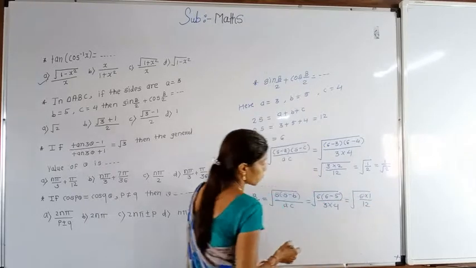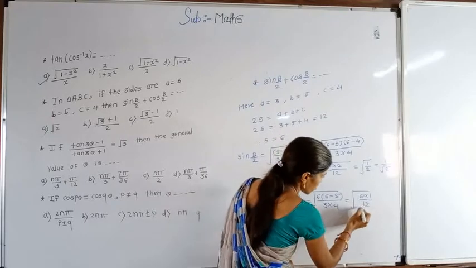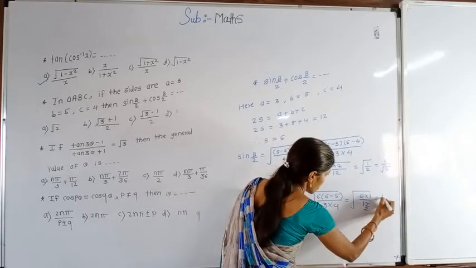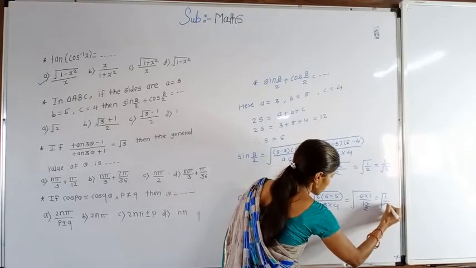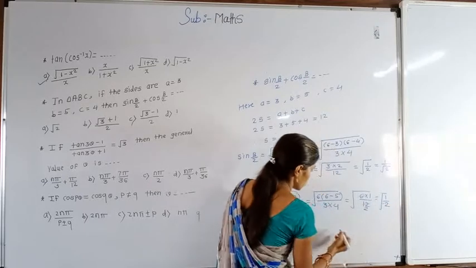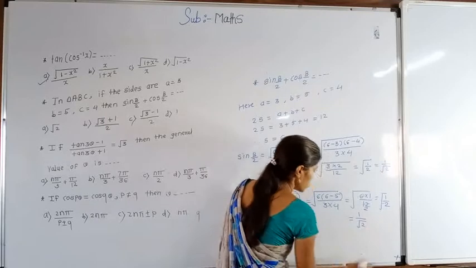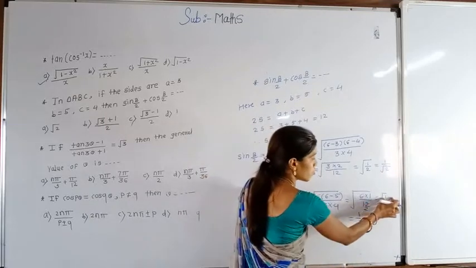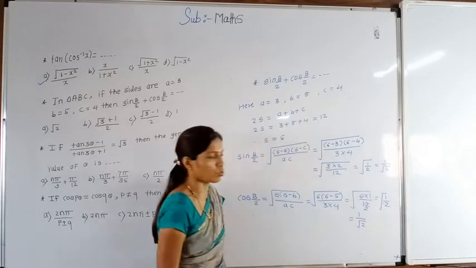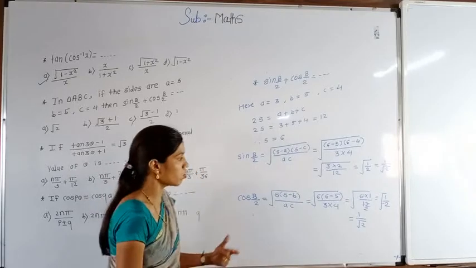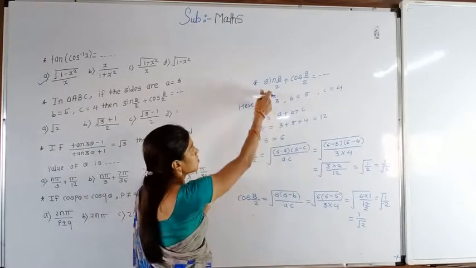So here simplify this square root, 6 over 12. We can write square root of 1 by 2. So we also get the value 1 divided by root 2, because square root of 1 is 1 and root of 2 is root 2. Now put all those values in this expression.